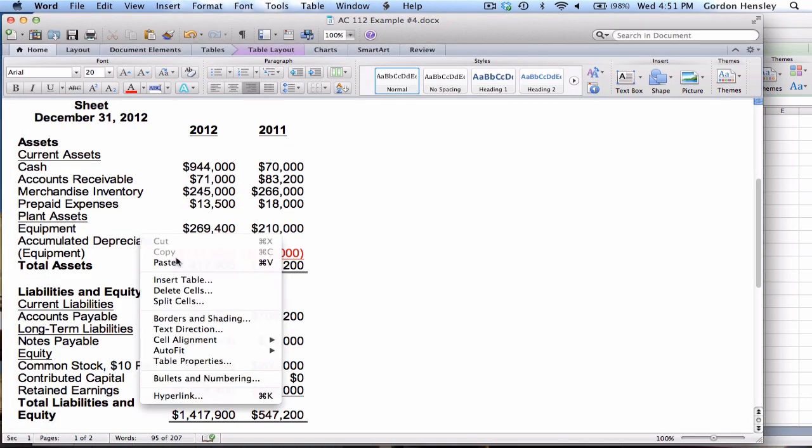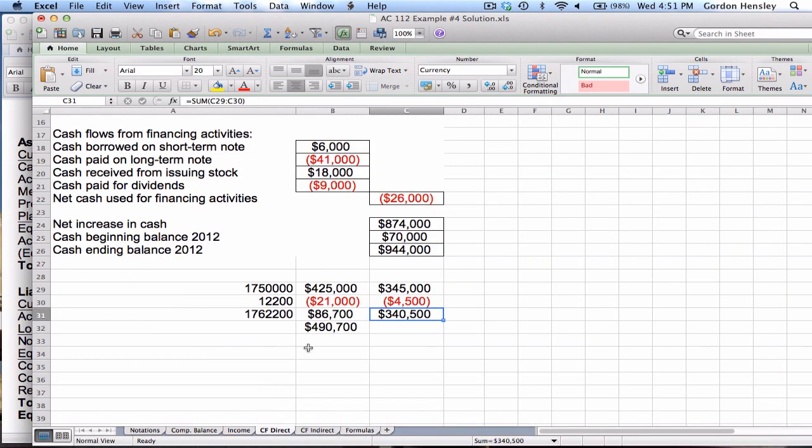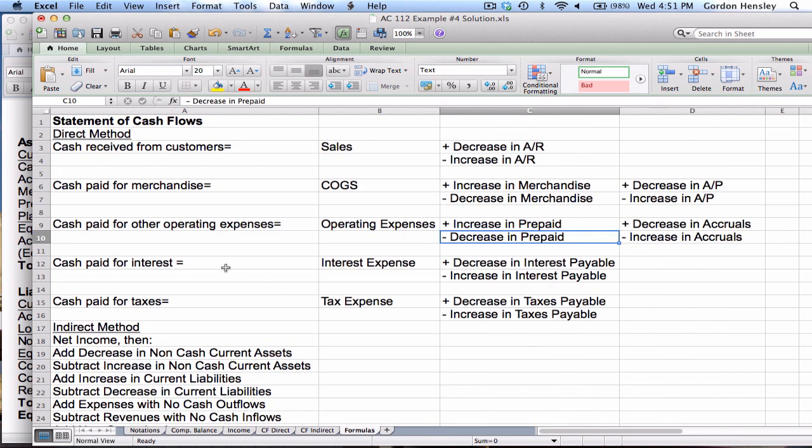Now, the next thing on my statement, this is on my direct method statement. I have one more item here for this company, and it says cash paid for income taxes. So I'm going to look at my formulas. Now notice we also had a formula, cash paid for interest. I'm not going to end up using that formula in this particular example because this company doesn't pay any interest. So again, if the company doesn't pay certain things, we just leave it out. These formulas are for every possible scenario.